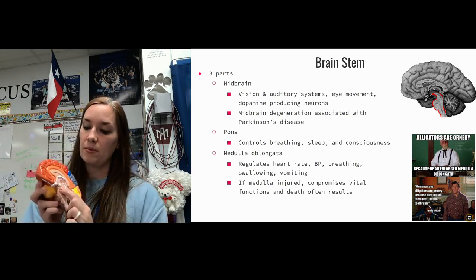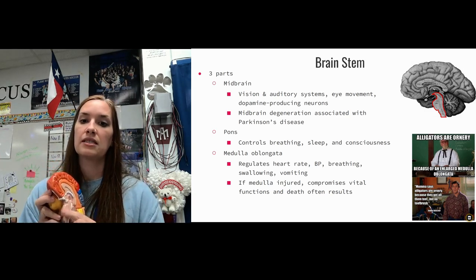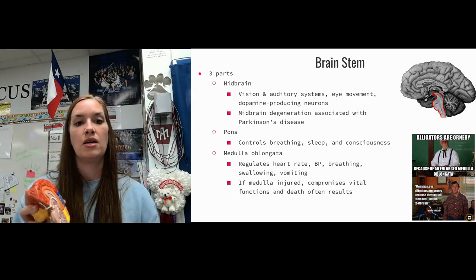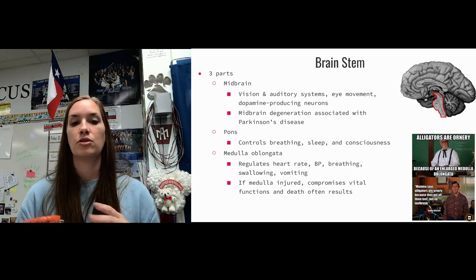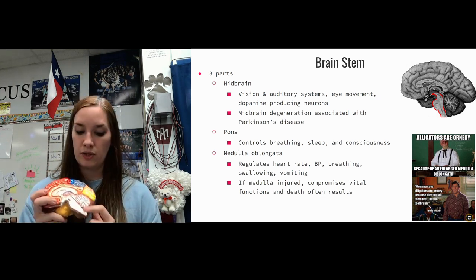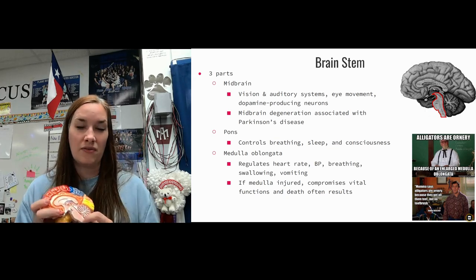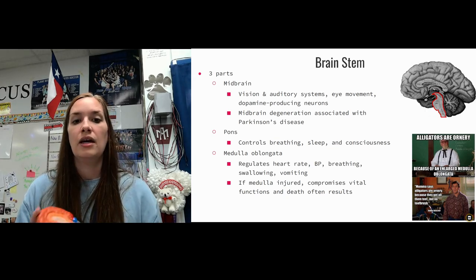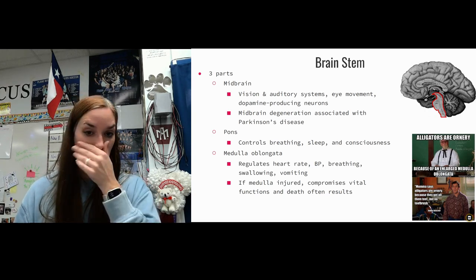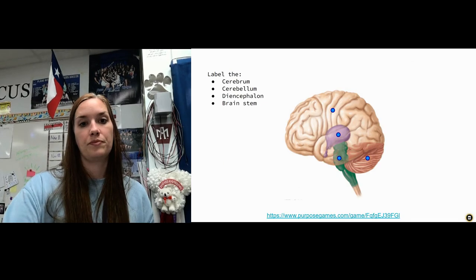Then we have the pons. The pons is going to help control breathing, sleep, and consciousness. And then the medulla is where we have heart rate, blood pressure, breathing, swallowing. If there's damage to the medulla, or a lot of different parts of the brainstem, but definitely that medulla, if that's damaged, you're very likely to have a fatal injury in that case.